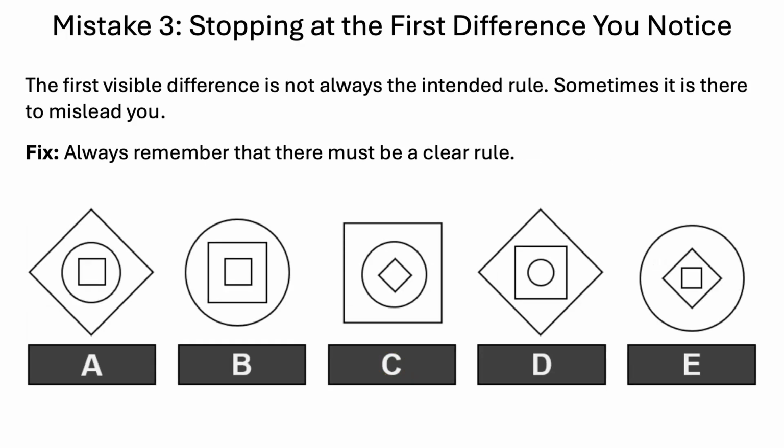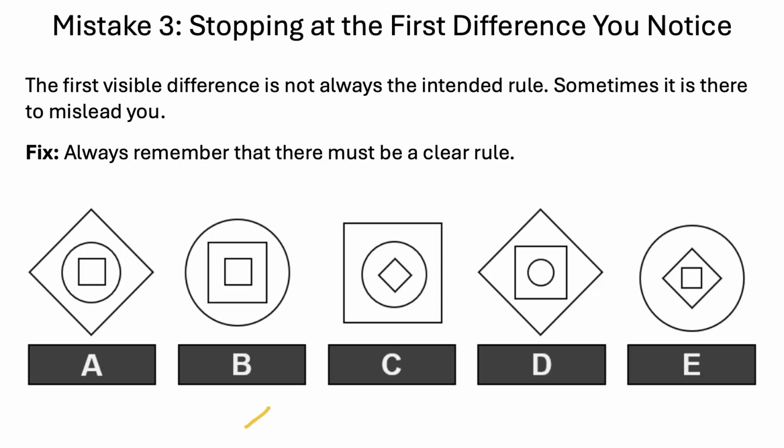A third common logical mistake is stopping at the first difference that you notice. The first visible difference is not always the intended rule. And in fact, sometimes it's actually there intentionally to mislead you. And the fix, again, in general, is simple. And that's always remember that there must be a clear rule.